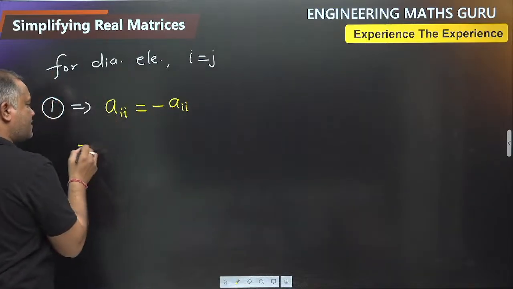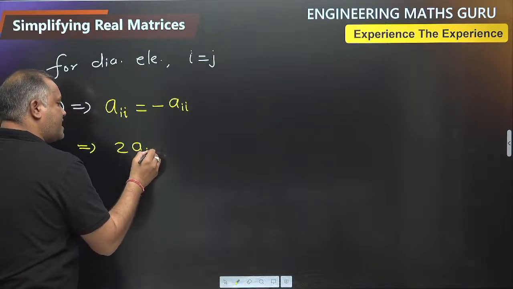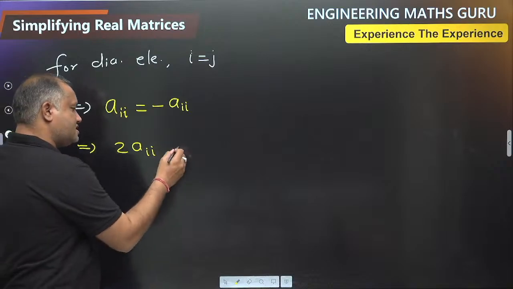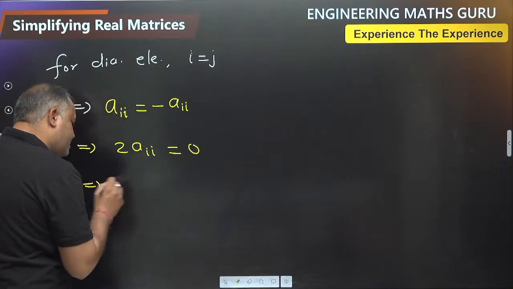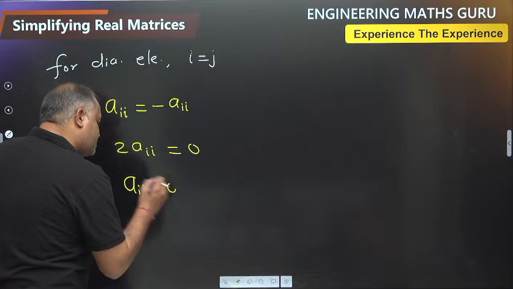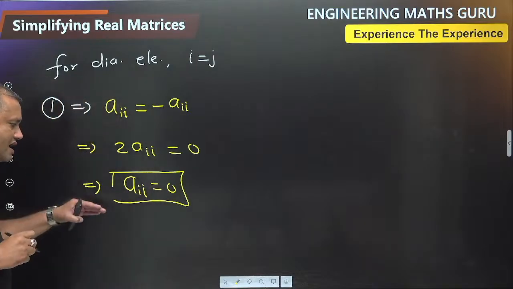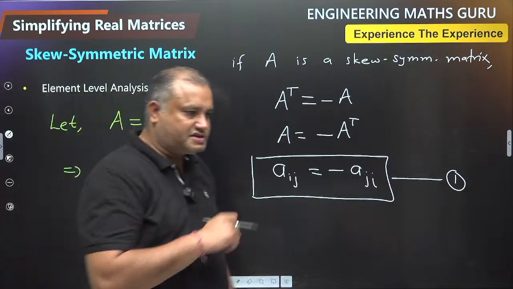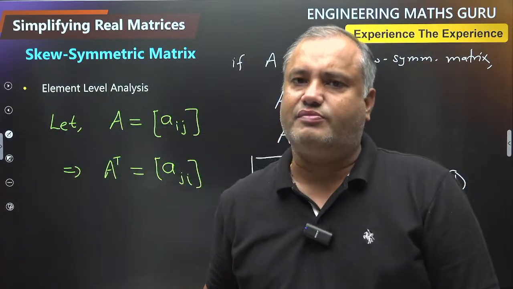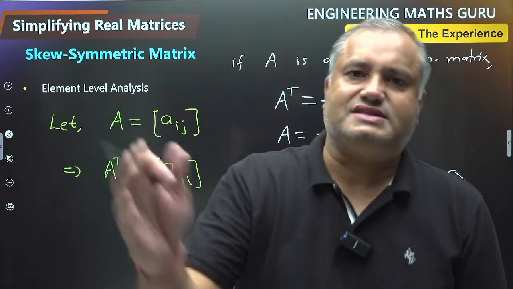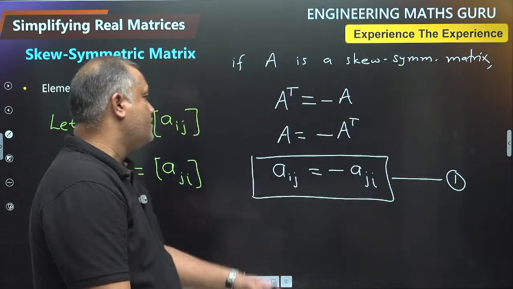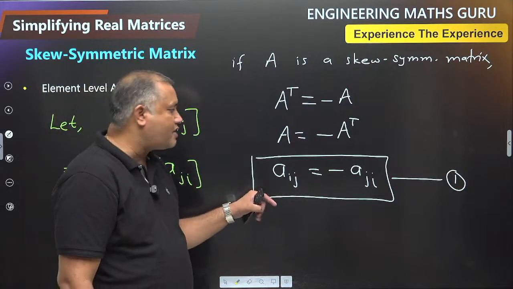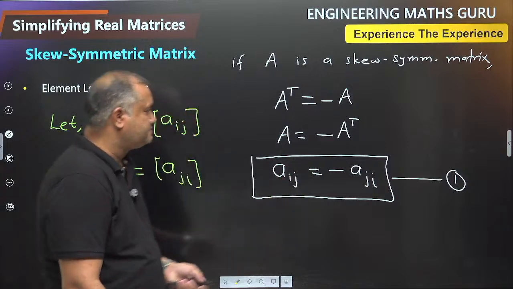If you bring this term to the left hand side, you will get 2 times a ii. Both the terms are the same. This is minus. When it is brought to the left hand side, it will become plus. On the right hand side, 0 will be retained. So a ii is nothing but 0. What does it mean? Diagonal element is 0. For whom? For a skew symmetric matrix. For a skew symmetric matrix, always the diagonal elements are 0. Skew symmetric matrix's diagonal elements are always 0, and for off diagonal elements they will satisfy this condition.